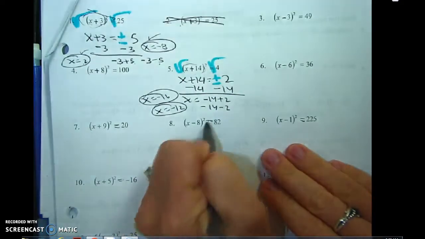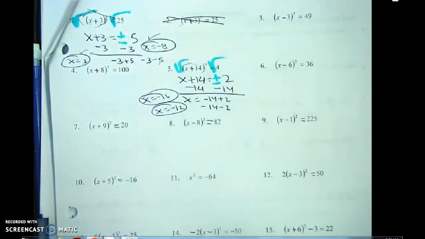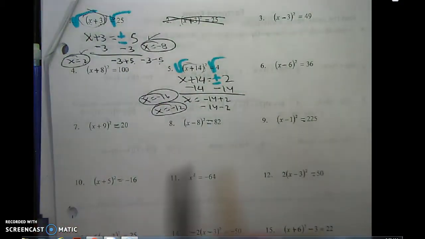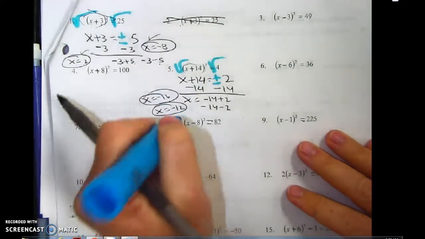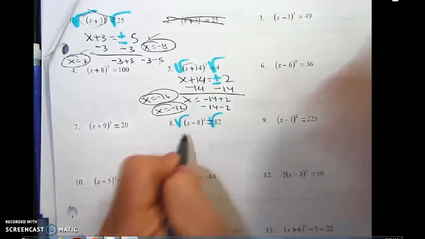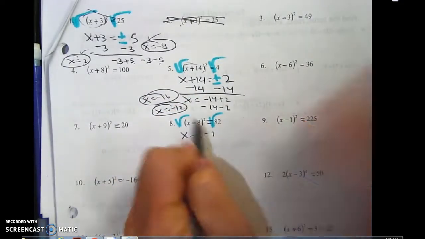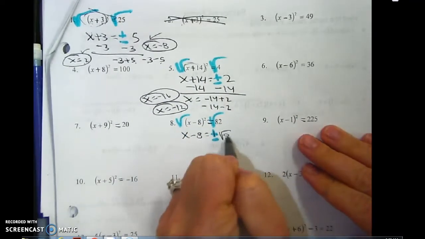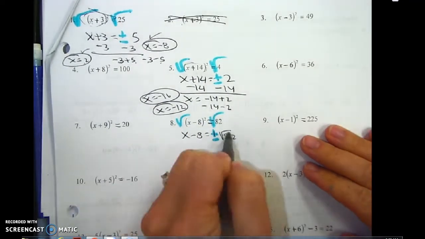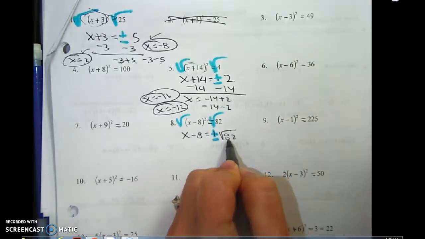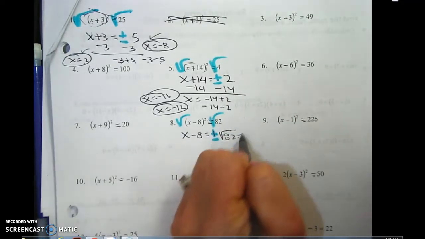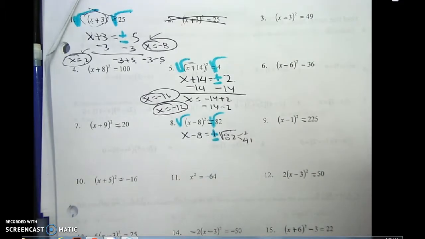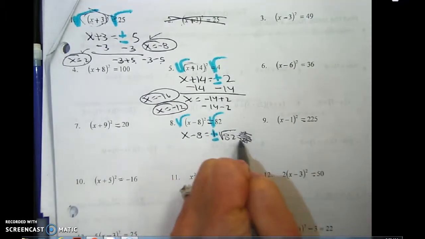Okay, let's look at number 8. Square root, square root. X minus 8 equals plus or minus rad 82. Now 82 can't perfectly be done, so if I tree it, I get 2 and 41, but it's prime, so I just keep it the way it is.